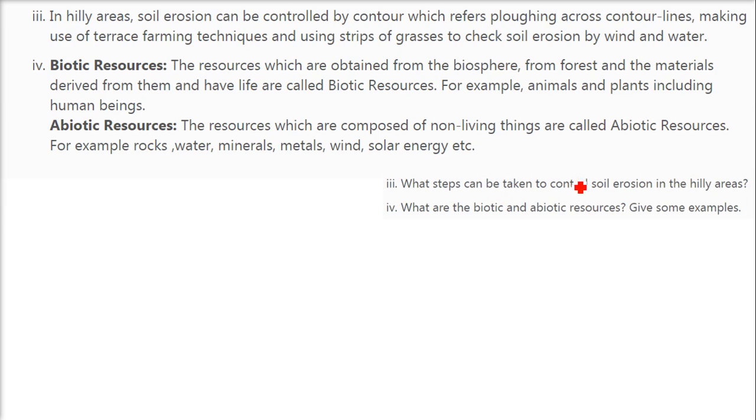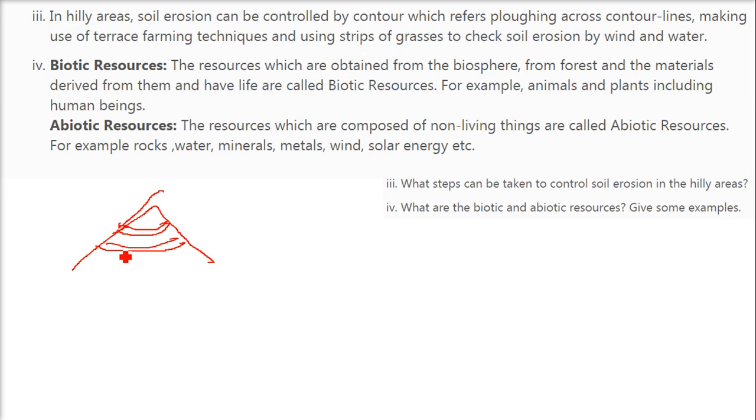What steps can be taken to control soil erosion in the hilly areas? So if we have hilly areas, how can we, because this is called Mrida Apardan, the water comes and it will take the top soil from here. So what is the best way? We can have a contour.